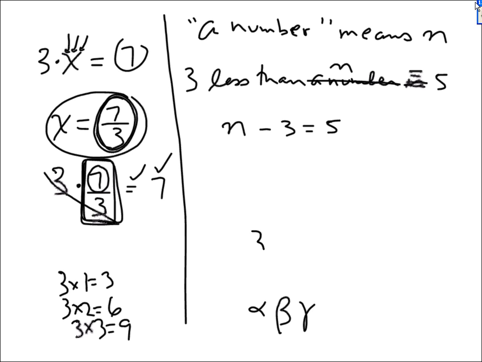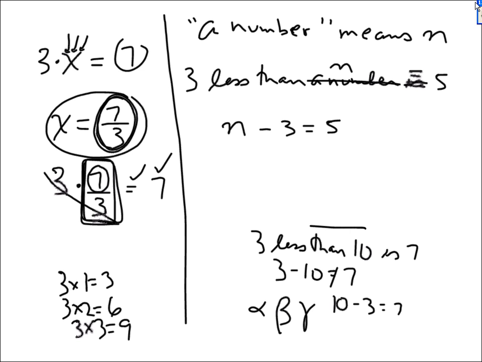And if I ask you, what's 3 less than 10? You probably all would say it's 7. But it's not 3 minus 10 that equals 7. 10 minus 3 is 7. You have to kind of read it backwards. The instruction is a number, 3 less than n is a number. 3 less than a number is 5.